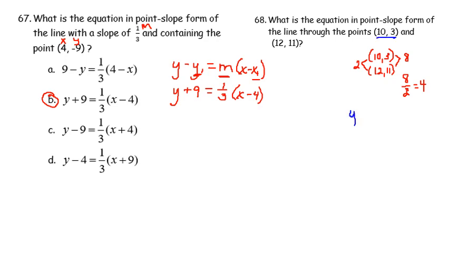So we can have y minus 3 equals 4 times x minus 10. That's one of the answers you could have. The other answer you could have is if you use this point right here, 12, 11. So that would be y minus 11 equals 4 times x minus 12. Either one of these answers is correct.